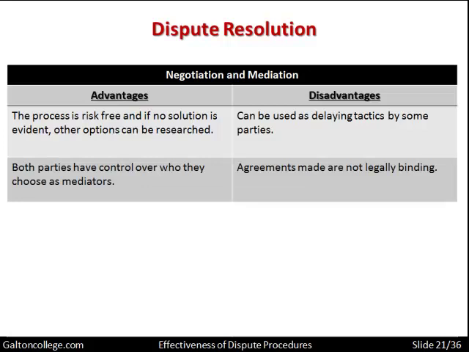Both parties have control over who they choose as mediators. The people who are brought in from the outside to facilitate the negotiations will have to be agreed by both parties. If one of the parties objects, then that person should not be forced on that party. Both parties must agree, both the management and the unions must agree to any mediator that's appointed. And of course, the agreements are not legally binding.